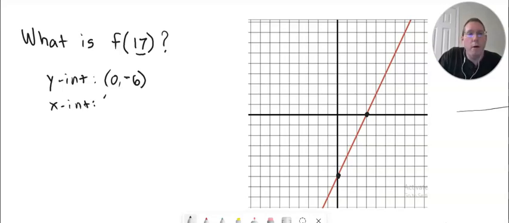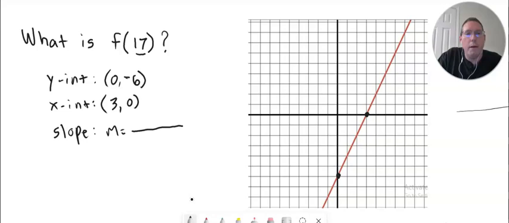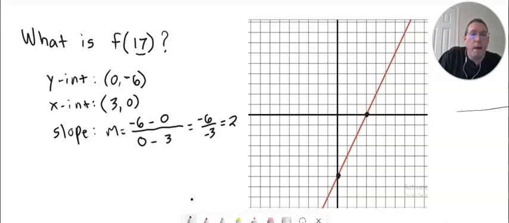The x-intercept is (3, 0), and that means the slope is going to be m equals, and then what do we have to do? We put the negative 6, that's the y, in the top and the x in the bottom, then a minus sign, then the y of 0 in the top and the x of 3 in the bottom. So negative 6 minus 0 is negative 6, 0 minus 3 is negative 3, and negative 6 divided by negative 3 is positive 2. So the slope is 2.